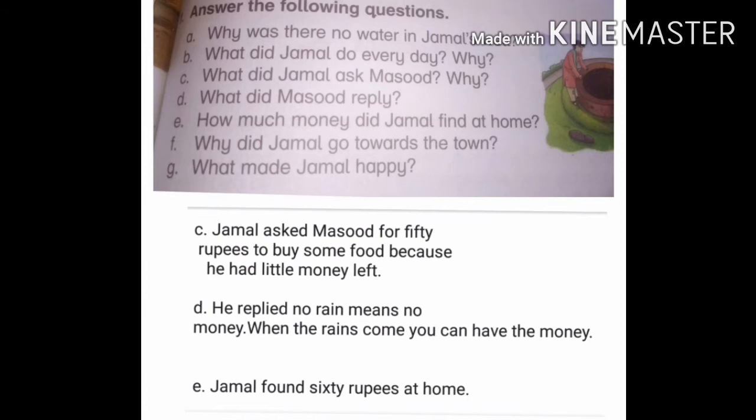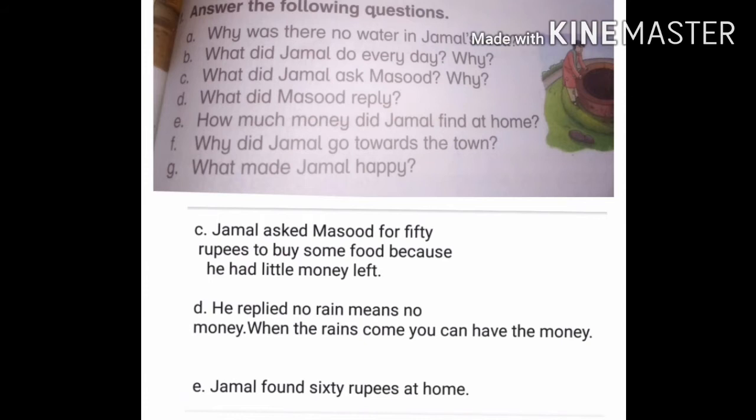Question number 4 is, what did Masood reply? And the answer is, he replied, no rain means no money. When the rains come, you can have the money. Question number 5 is, how much money did Jamal find at home? And the answer is, Jamal found 60 rupees at home.